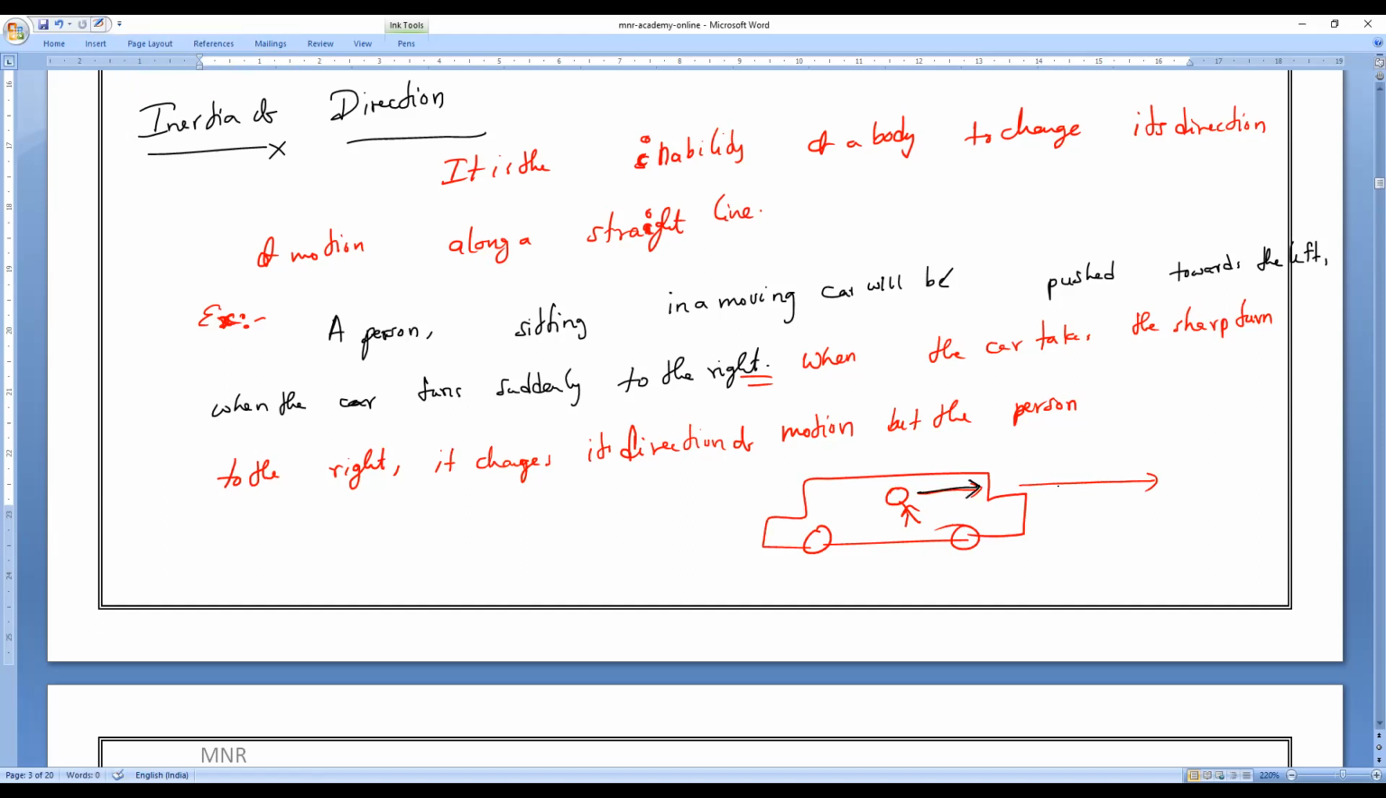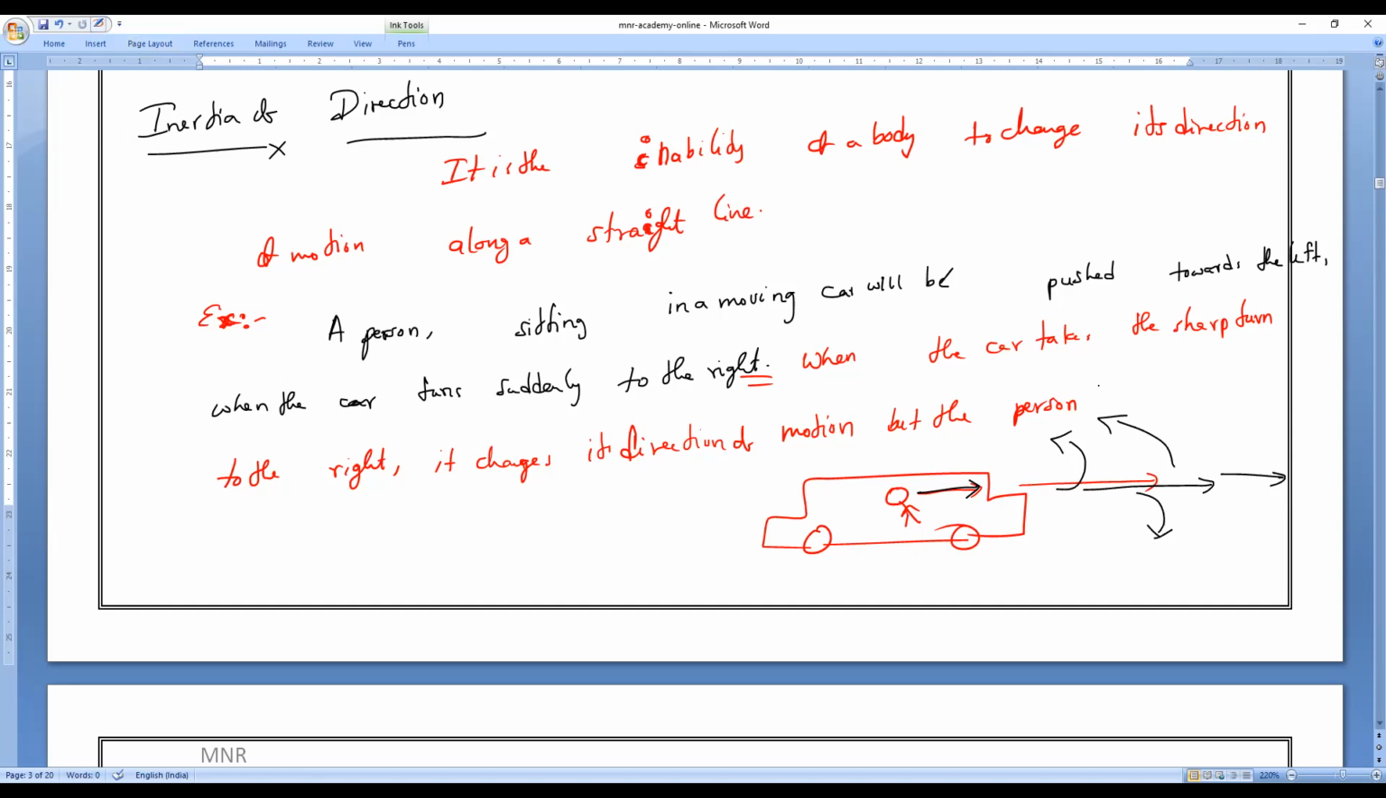Now suddenly your car will take a left turn. Then your body still wants to go in what direction? Straight line, so that you will fall into the right. Or if your car takes a right turn, still your body wants to go in a straight line, so that you will fall into the left. Is it okay, guys? All of you? Yes. That is only called inertia of direction, right?